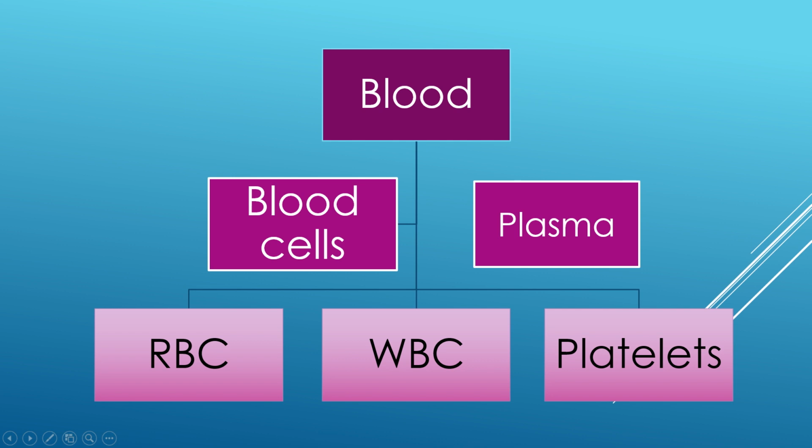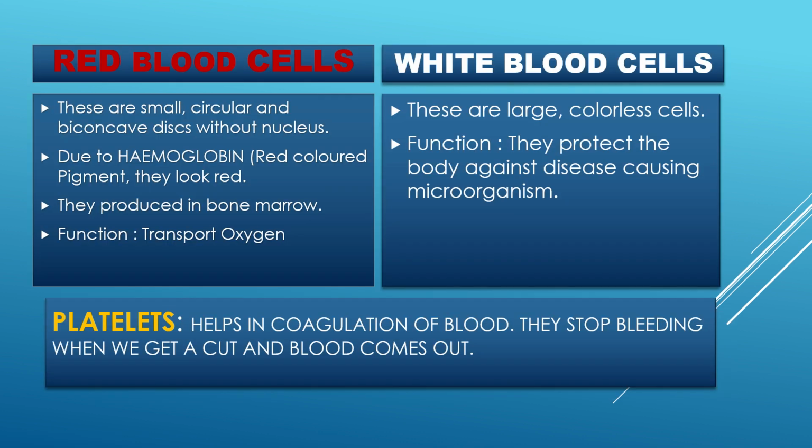Next is blood cells. We can also call them blood corpuscles. There are three types of blood cells present in human blood: RBC, WBC, platelets. RBC means red blood cells, WBC white blood cells, and platelets.